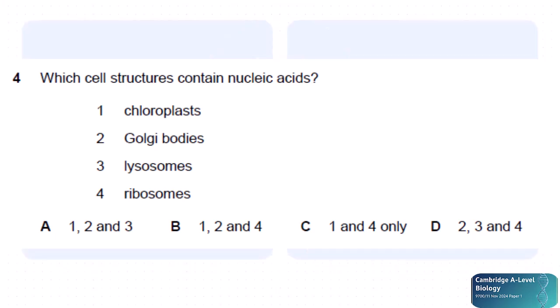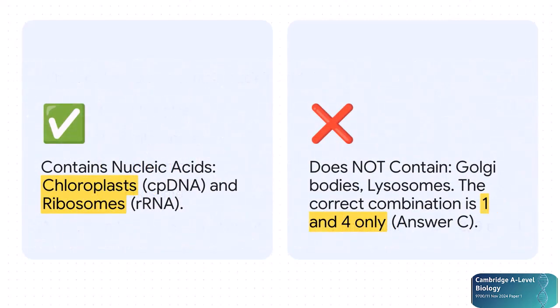Okay, let's go through the lineup. Chloroplasts? Yep, they've got their own little circle of DNA. Golgi bodies and lysosomes? Nope, nothing there. Now what about ribosomes? This is the one that sometimes tricks people. But yes, absolutely. Ribosomes are literally made of ribosomal RNA, rRNA, which is a nucleic acid. So our two structures are number 1 and number 4. That means the right combination is C.